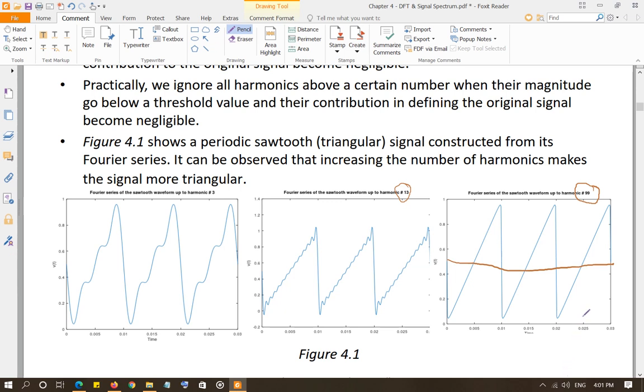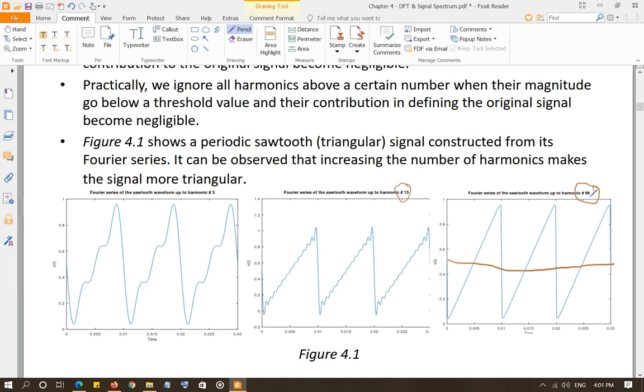So the more harmonics you add, the better, and it depends on the signal as well. In this signal you have to go up to very high harmonics to get a nice triangular signal. In some signals you don't really have to go up to that many harmonics. In general, when the harmonic number increases, their magnitude decreases, so their contribution to the shape of the waveform goes down. Remember, theoretically it's an infinite series, but practically we just go up to the harmonic number where the harmonic magnitude reaches a threshold value.